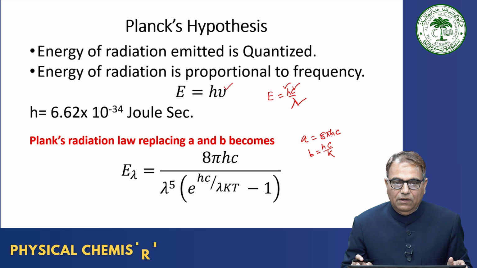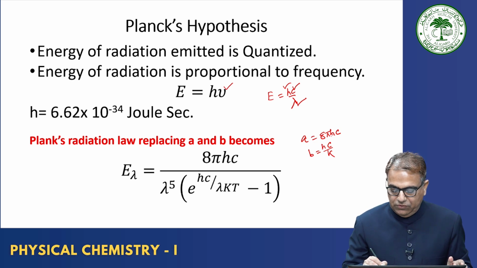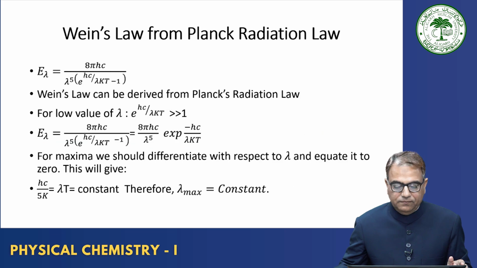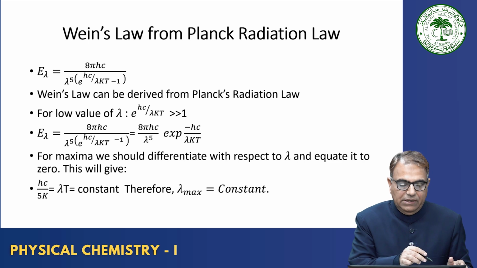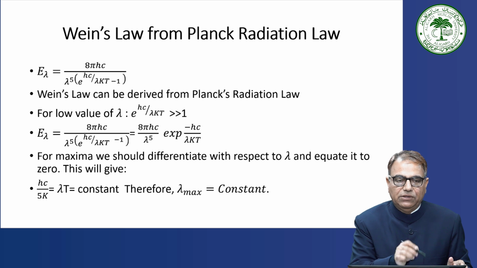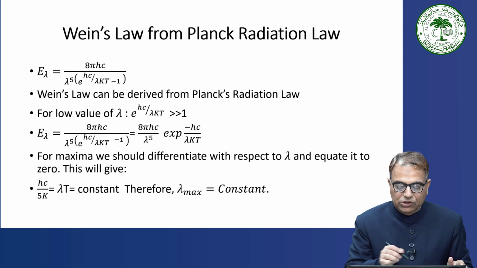Okay. If you look at this equation, which is called Planck's radiation law, then you can derive the Wien's law from Planck's radiation law. So it is E lambda is equal to 8 pi hc, lambda to the power 5, exponential hc divided by lambda kt minus 1. Okay. So we can derive Wien's law from this one.